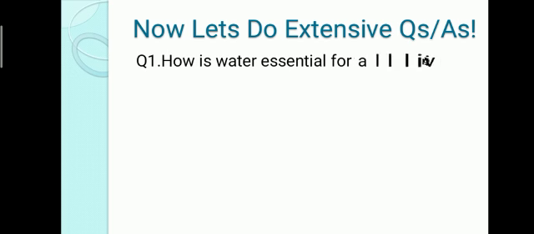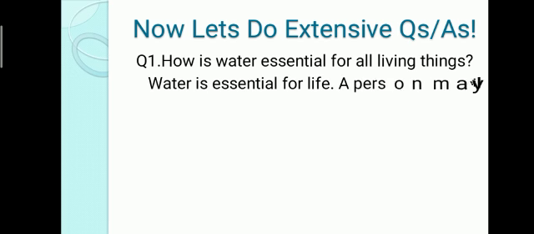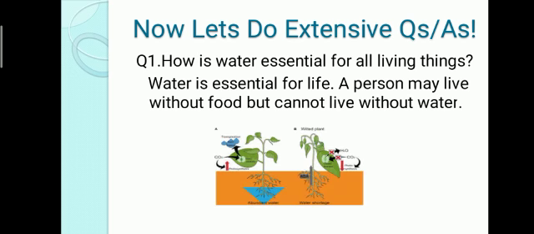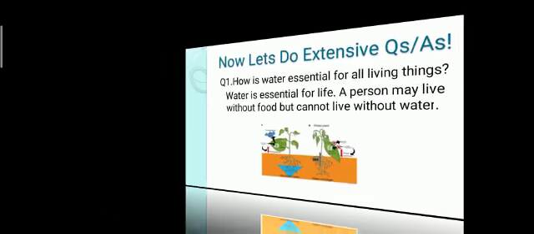Now let's do the extensive question answer. How is water essential for all living things? Water is essential for life. A person may live without food, but we cannot live without water. And if you can observe this, if there is no water in the soil, the plants can even die. And if there is water, the roots will take the water, and plants can be healthy and fresh.